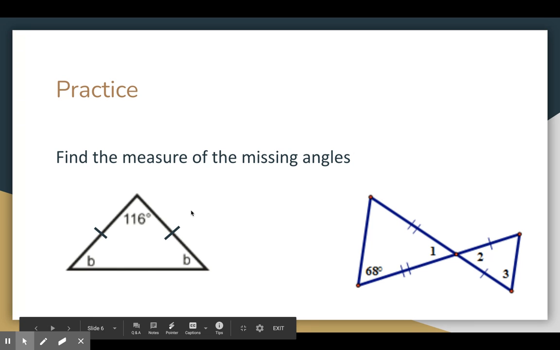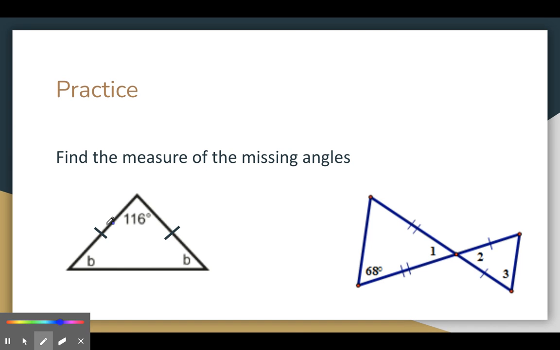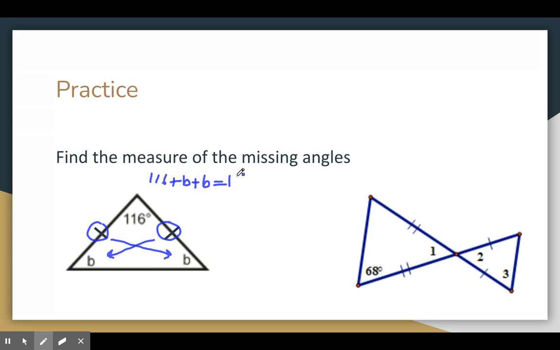Okay, so some examples. Find the measure of the missing angles. Well, we see that we have the congruency marks. That means those two sides are congruent. This means it has to be an isosceles triangle, which means that these two angles are also congruent. And we notice that because both of them are labeled B. So again, if we want to figure this out, we have to add up all angles of a triangle. 116 plus B plus B has to equal 180. It rhymes, so you know it's real.